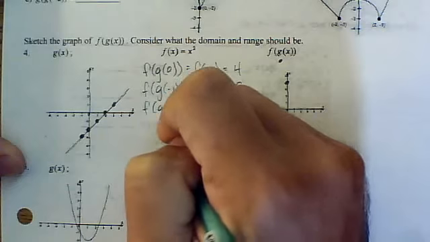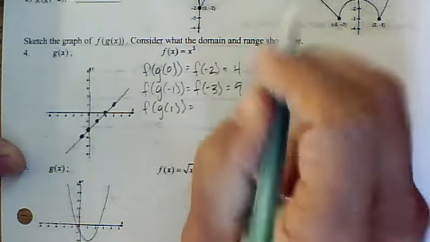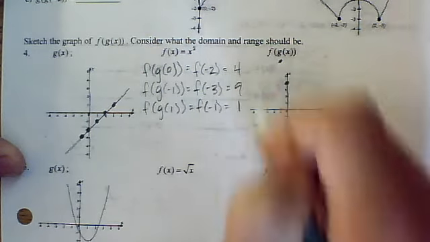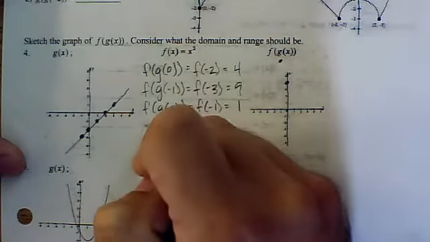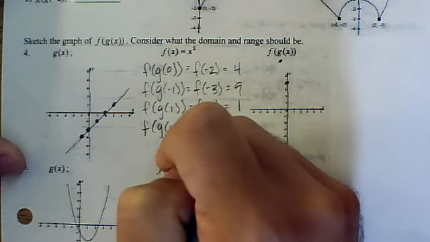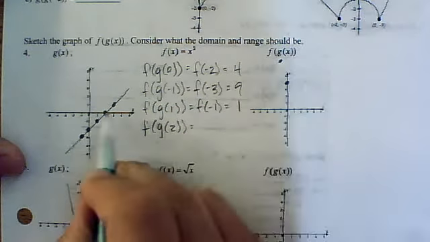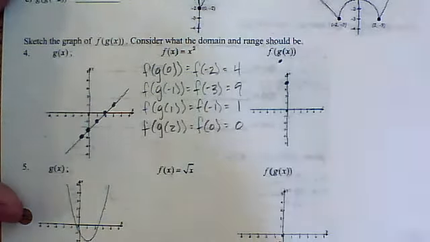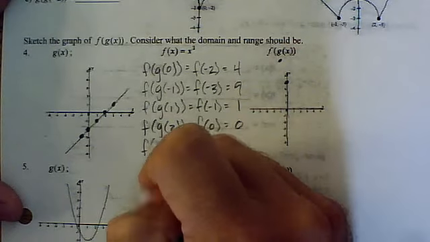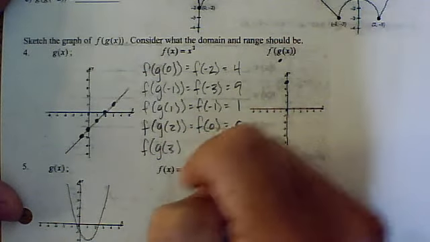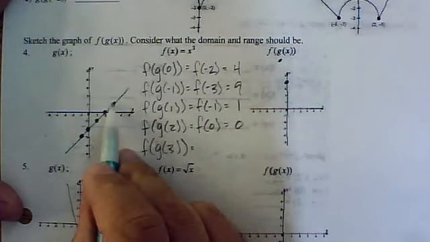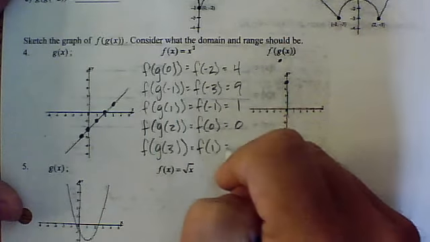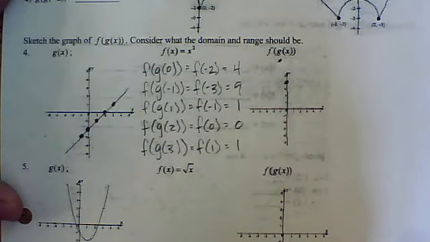f of g of 1. g of 1 is negative 1. So we're finding f of negative 1, and I get a positive 1. f of g of 2. g of 2 is 0, and then I find f of 0, and I get 0. And lastly, we'll take f of g of 3. g of 3 is a positive 1, and when I plug a positive 1 into the f function, I get 1.